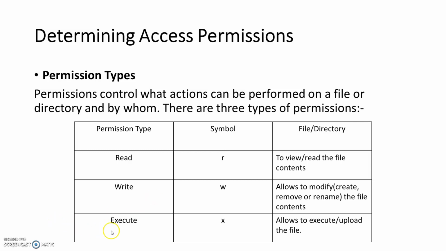The last type of permission is execute permission. First of all, we denote execute permission with X. And what is execute? When you have some file containing some code or program, to execute that program we need the execute permission. So these are all the different types of permissions in the case of access permissions.